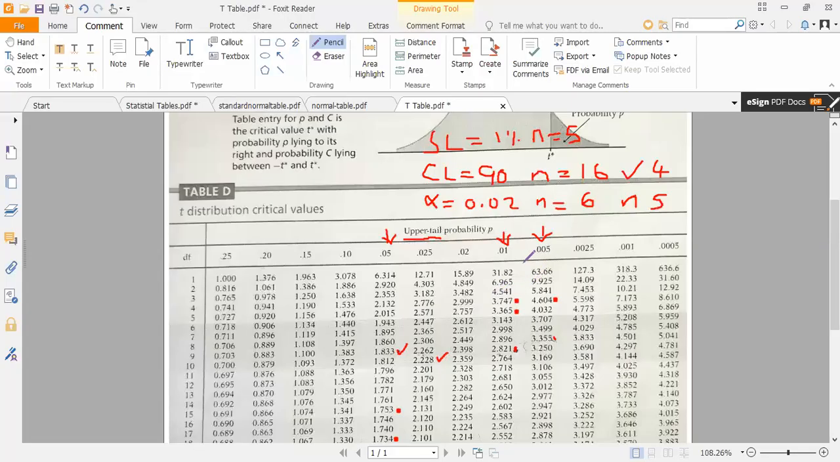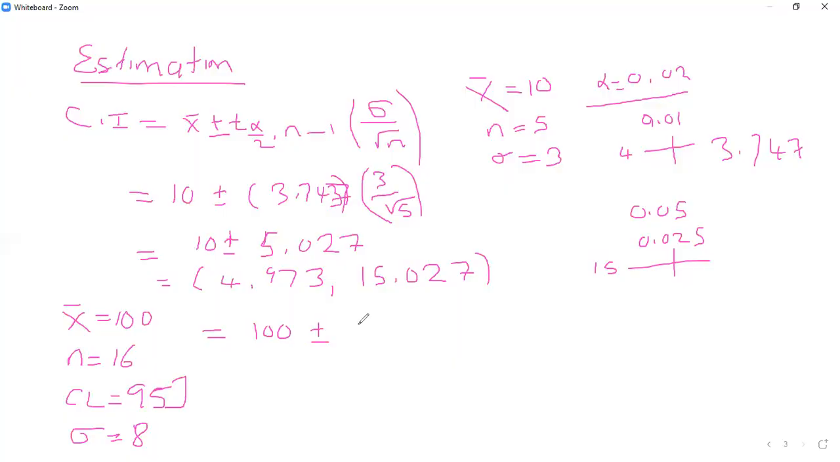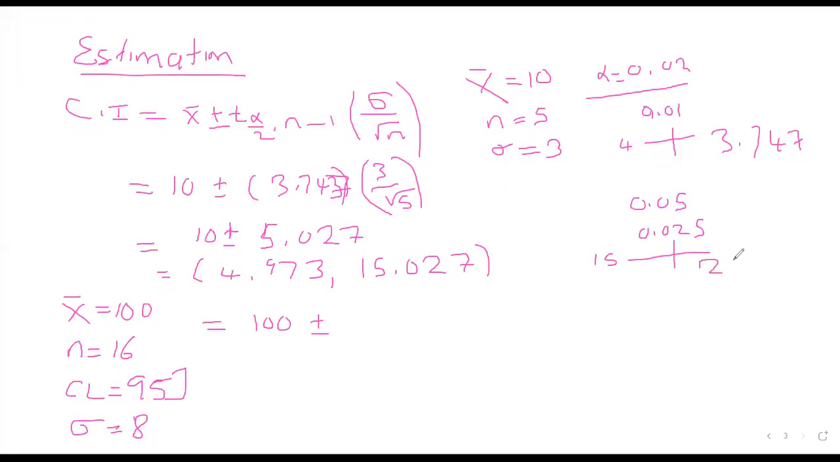So we go to 0.025 under what? 15. What do we get? 2.131. So here we're going to have 2.131.